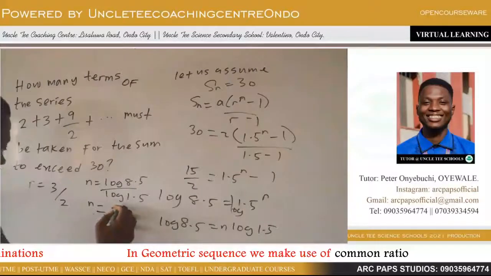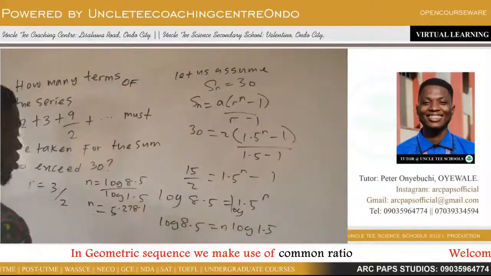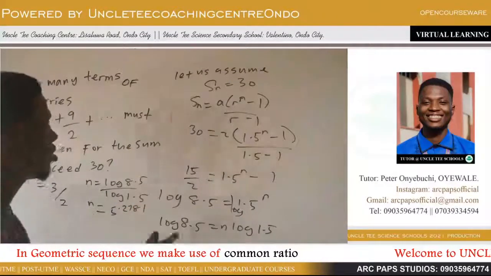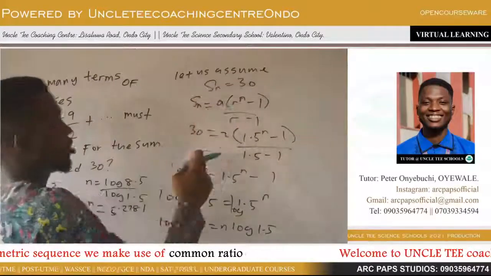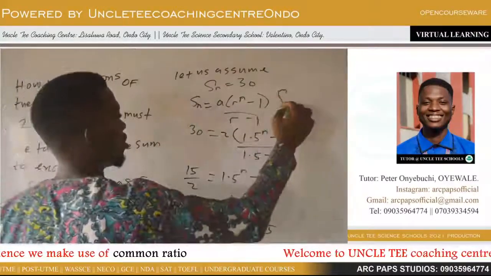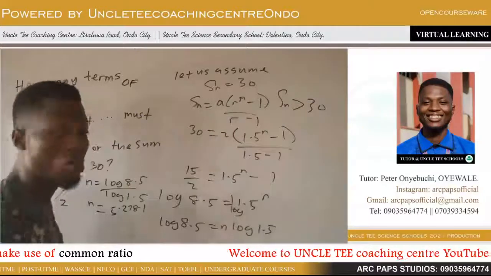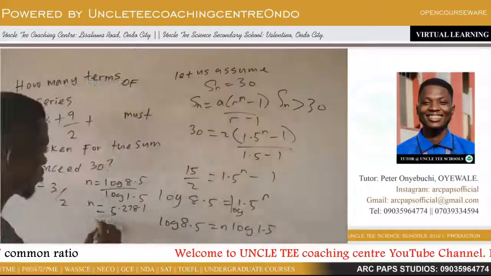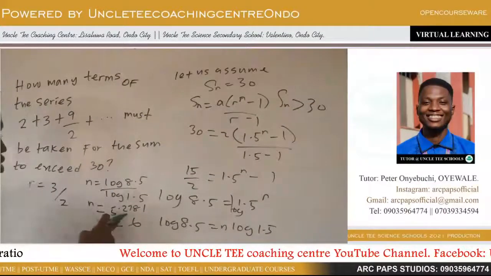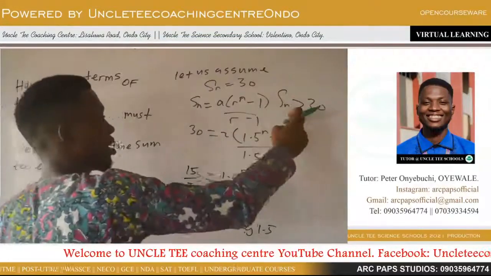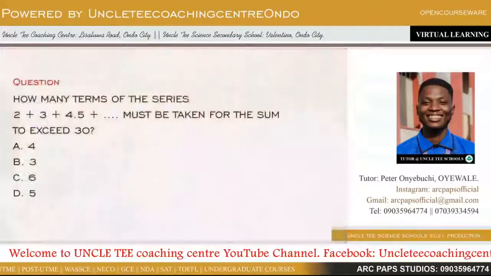our n will be equal to 5.2781. Now you know we took an assumption that our sum is equal to 30. So the number of terms that will give us a sum that will exceed 30 must not be equal to 5. It means our n will be equal to 6.